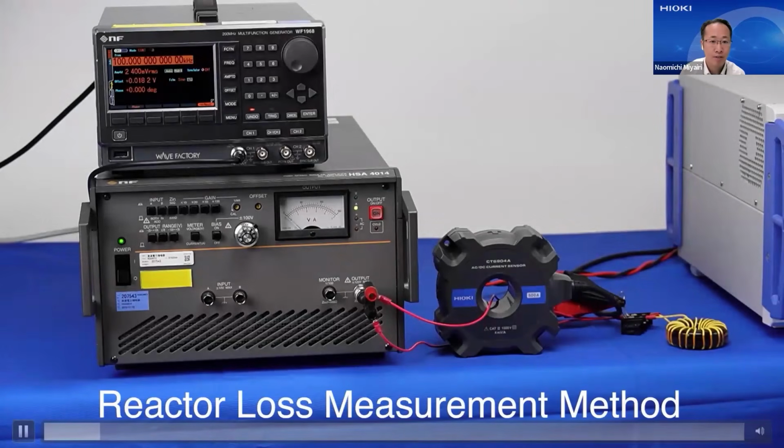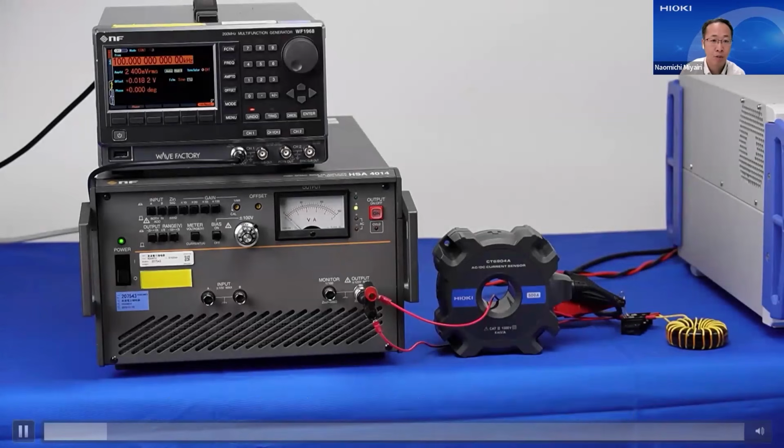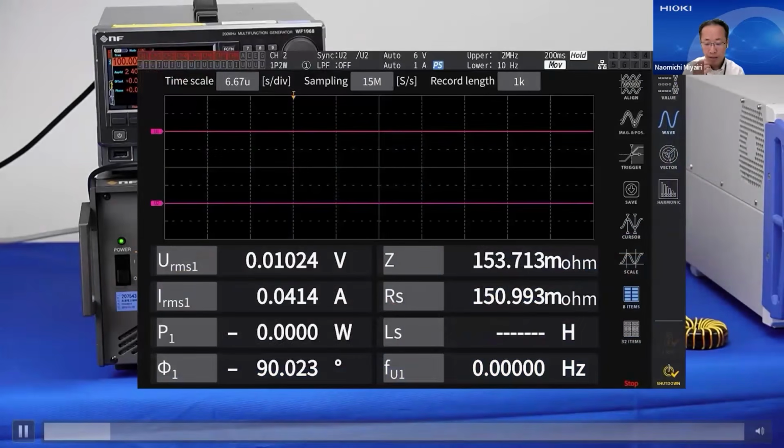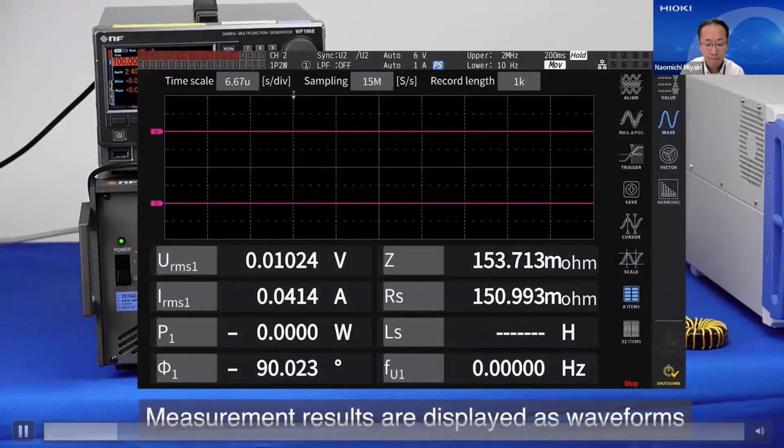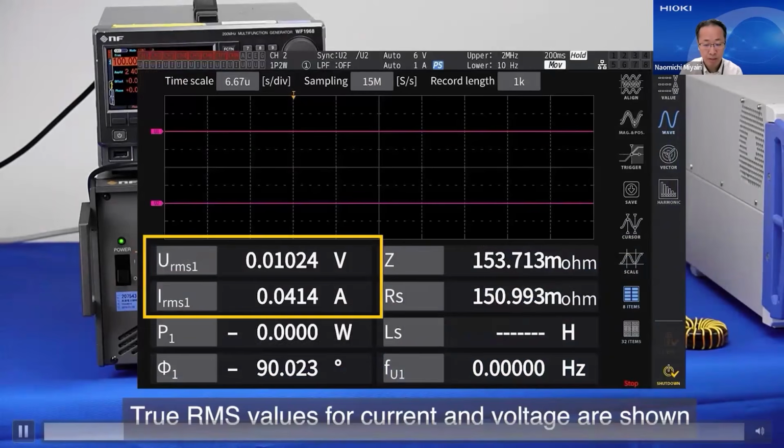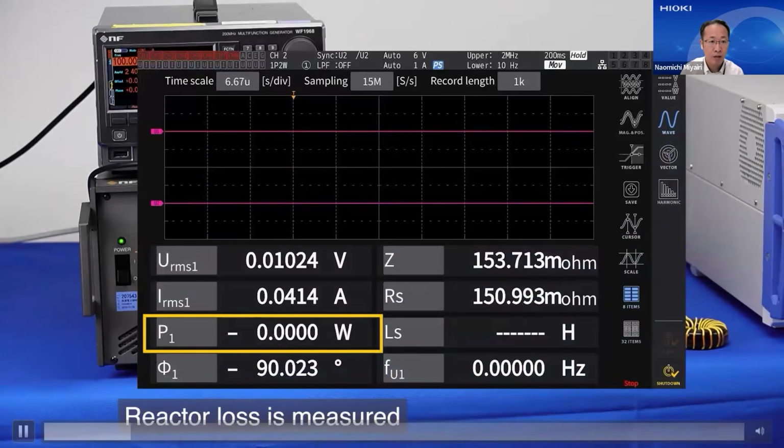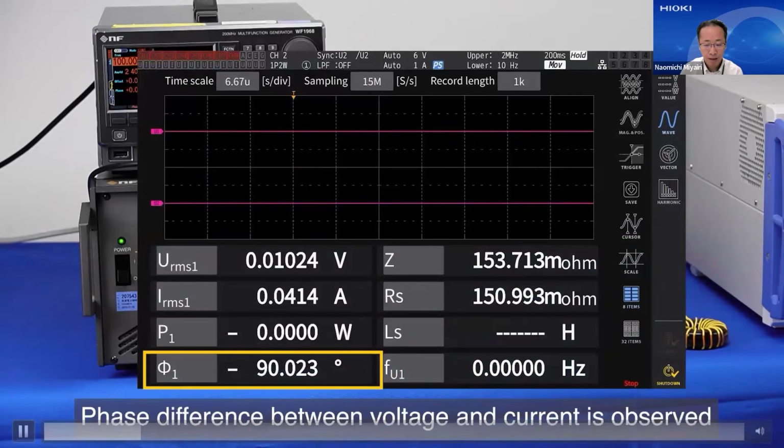So the current sensor is set by the generator like this. And now we are seeing the PW8001 screen. Measurements are displayed using the waveform stream. And monitored voltage current value here, and P1 is inductor loss. And phi 1 is a phase difference between voltage and current.